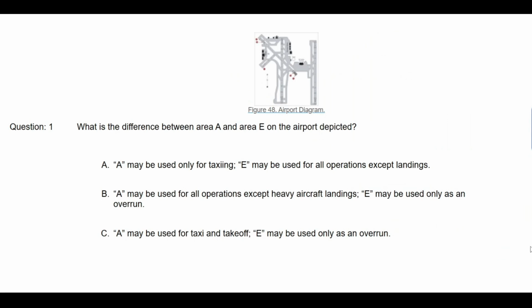Pilot exam questions about runway signs and markings. Question 1. What is the difference between area A and E in the image of the airport?